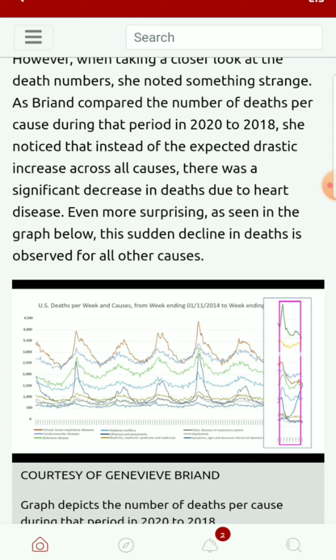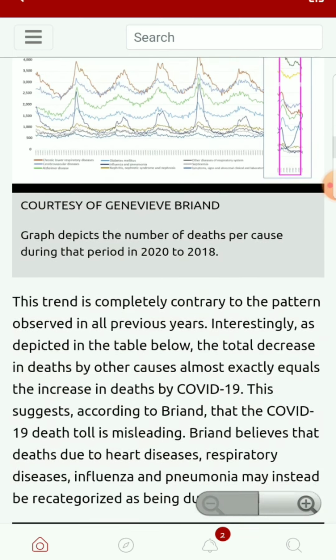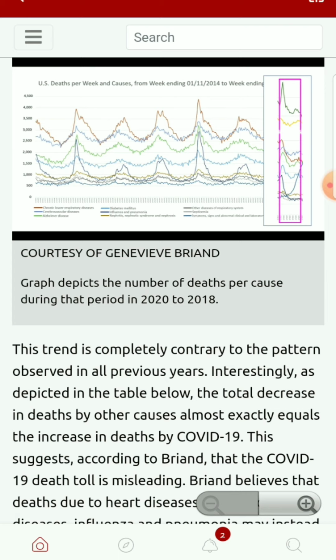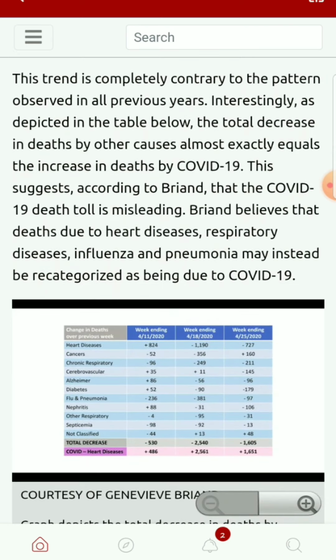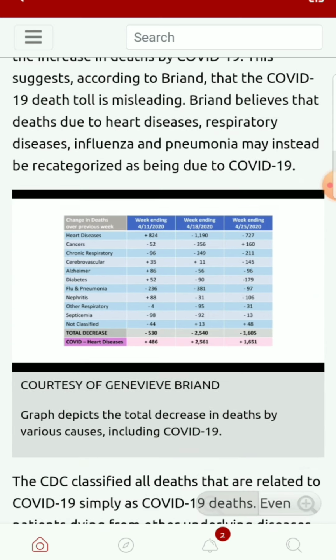As Bryant compared the number of deaths per cause during that period in 2020 to 2018, she noticed that instead of the expected drastic increase across all causes, there was a significant decrease in deaths due to heart disease. This trend is completely contrary to the pattern observed in all previous years. Interestingly, as depicted in the table below, the total decrease in deaths by other causes almost exactly equals the increase in deaths by COVID-19. This suggests, according to Bryant, that the COVID-19 death toll is misleading.